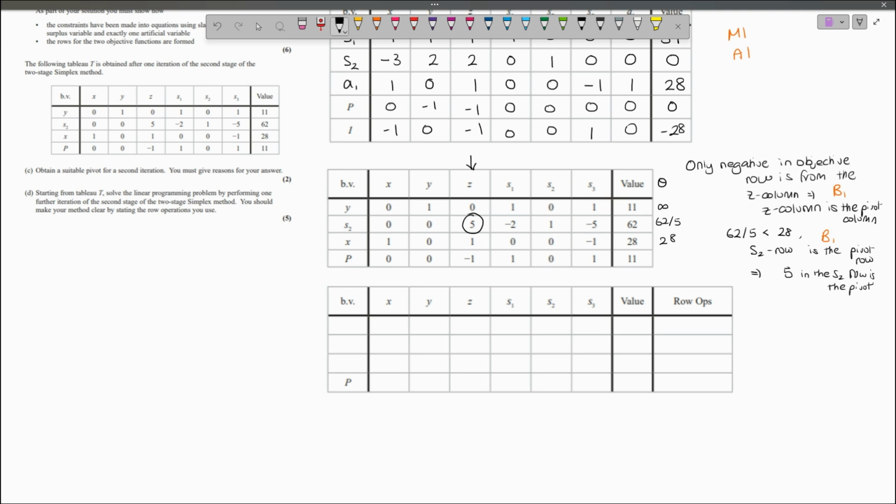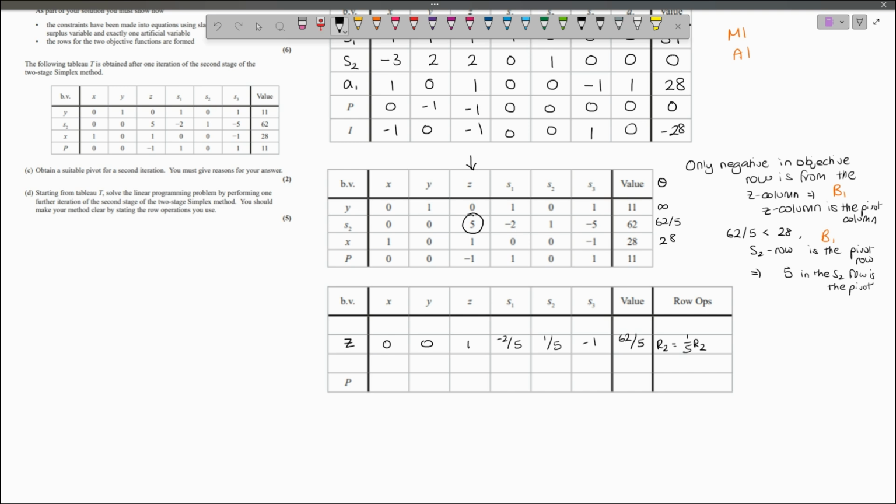So we need to make our method clear by stating the row operations we use. First of all, we're going to use the pivot row, and the row operation is going to be row 2 is equal to a fifth of the old row 2. So we're taking a fifth of the old row 2. And when we do that, we're going to get 0, 0, 1, -2/5, 1/5, -1, and 62/5. And our basic variable, S2, is going to be replaced with Z.